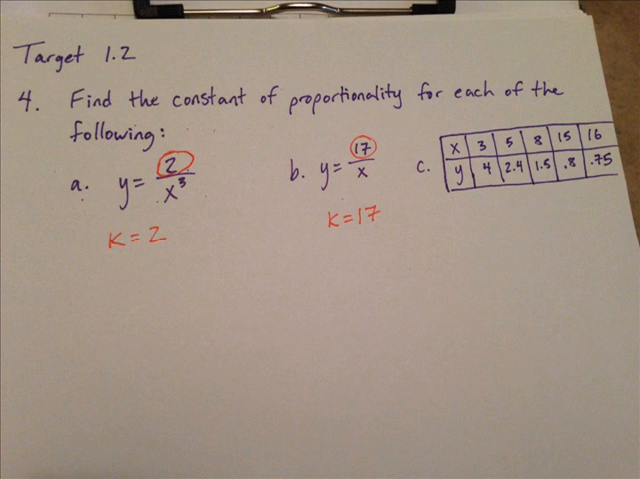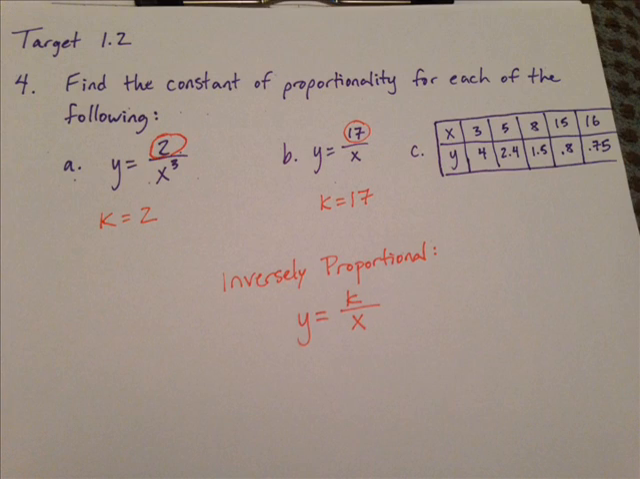Now, with part C, when they give you a table, we have to do a little thinking about what it means for an inverse function and look at the general type of equation, which, if you watched the video for number 3, you saw already: inversely proportional functions have the form y equals k over x. x can have exponents sometimes, but as long as you have a k over an x, that's all we need. And again, y and x can be other variables as well.